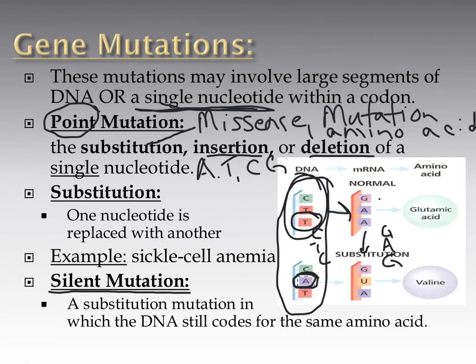Well, guess what? GAG codes for exactly the same thing as GAA. So even though you've had a substitution, it doesn't actually change the amino acids at all. So that's what we call a silent mutation. Yes, there is a change in the DNA sequence, so that's why it's a mutation, but it didn't cause a problem. The protein is still going to be made exactly the same as it was before.